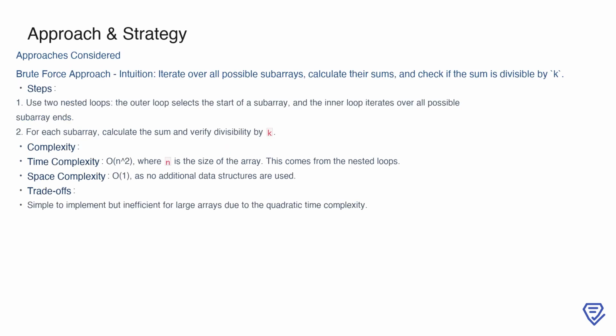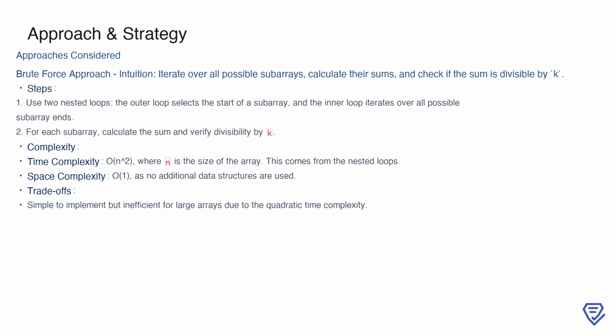To start, let's consider the brute force approach. The intuition here is straightforward. We want to check every possible subarray in the given array, calculate its sum, and determine if that sum is divisible by k. To achieve this, we use 2 nested loops. The outer loop selects the starting index of a subarray, while the inner loop iterates through all possible ending indices for that subarray. For each combination, we calculate the sum of the subarray and check if it is divisible by k. While this method is simple to implement, its efficiency is a concern.